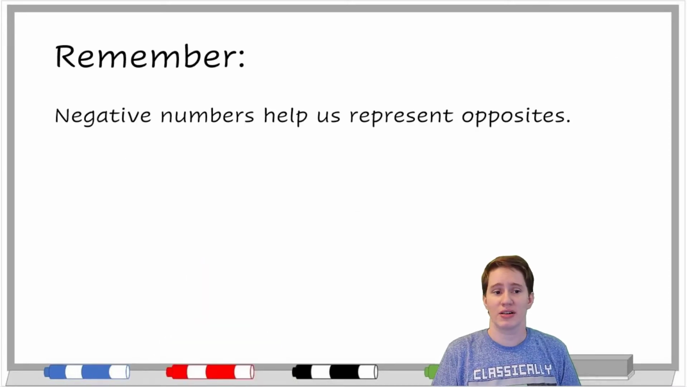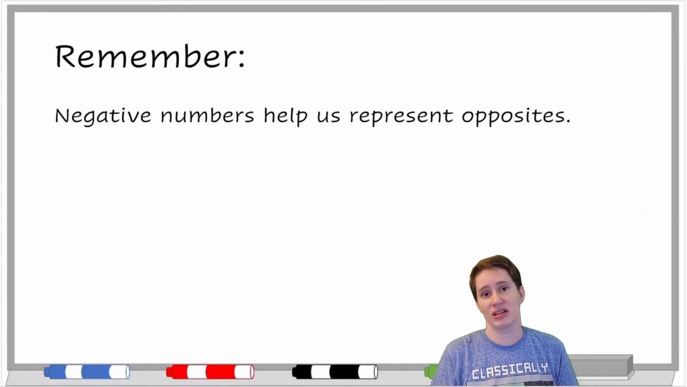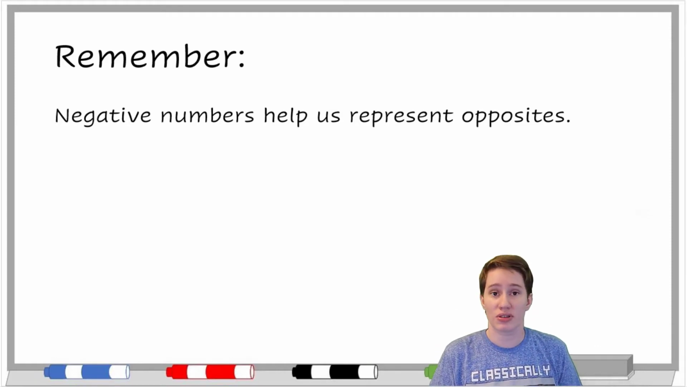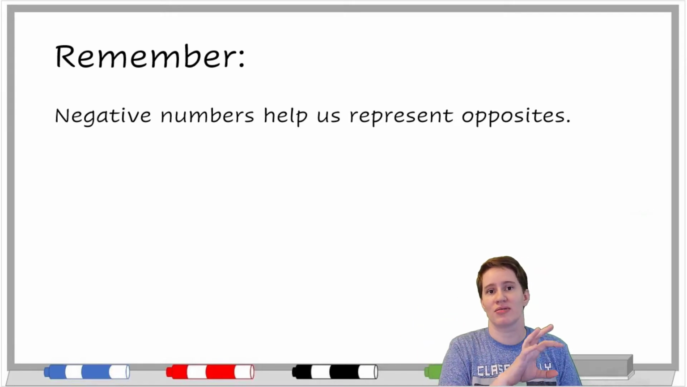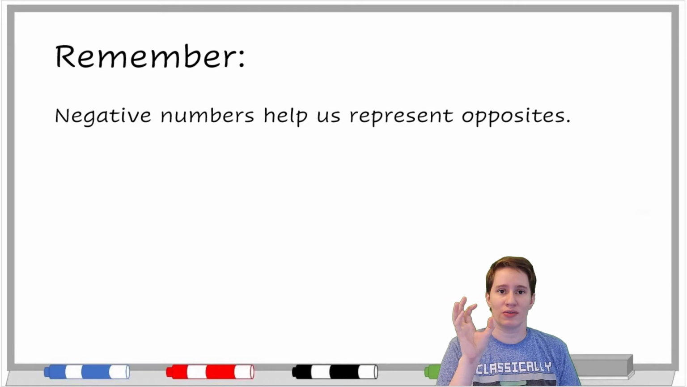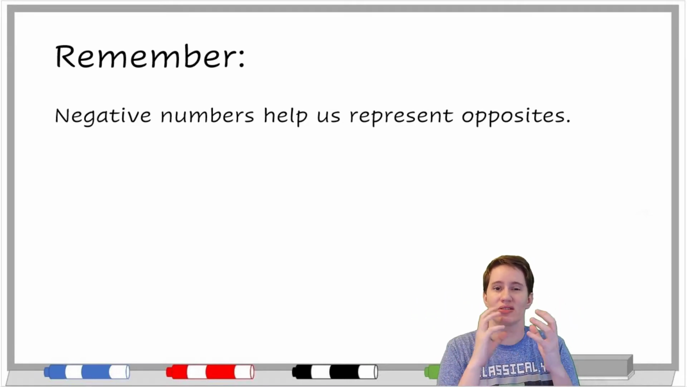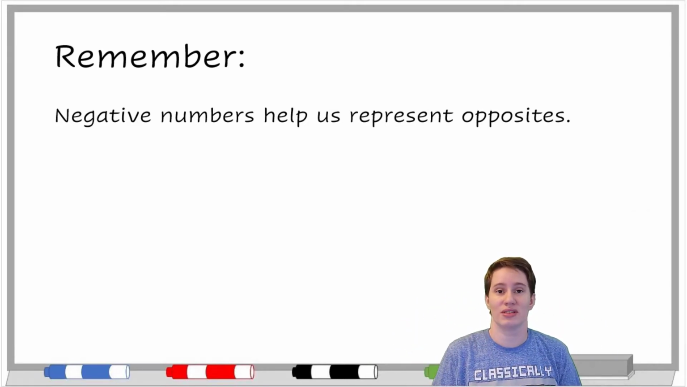And just a quick reminder, negative numbers help us represent opposites. So you can think of it as debt versus income. You could think of it as like opposing teams or opposing forces that are counteracting each other, different directions on a number line. But whenever we're talking about a positive 5 versus a negative 5, they're both 5, just we're trying to say that they're different 5s. They're 5s that oppose each other. So kind of a weird concept, but just a reminder that that's what's going on.